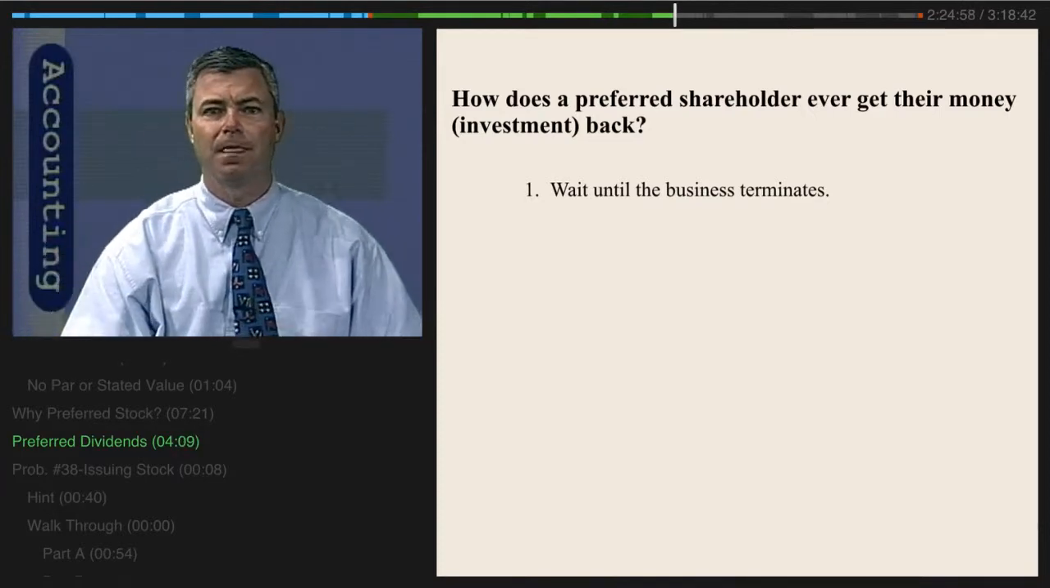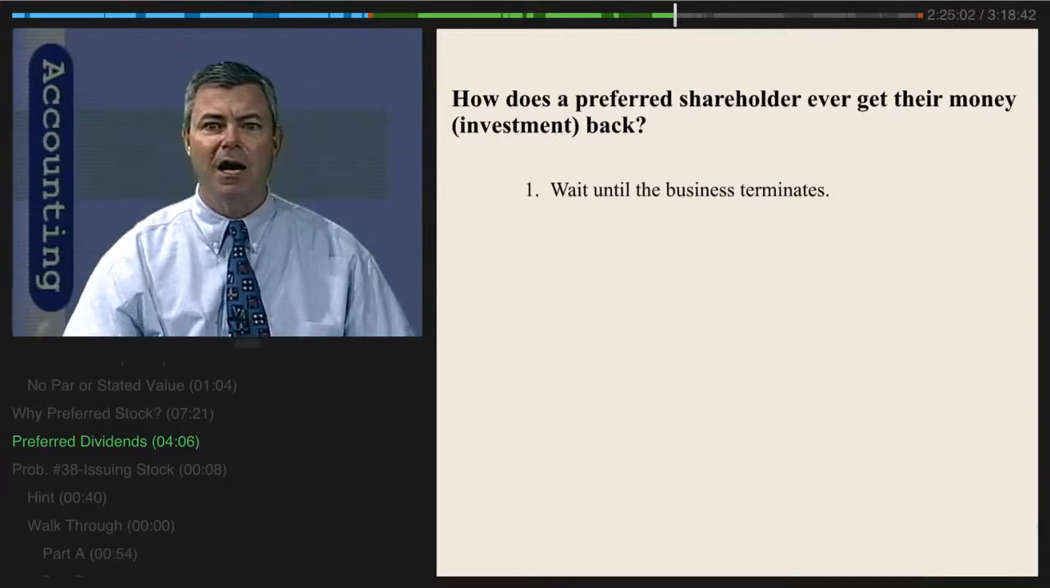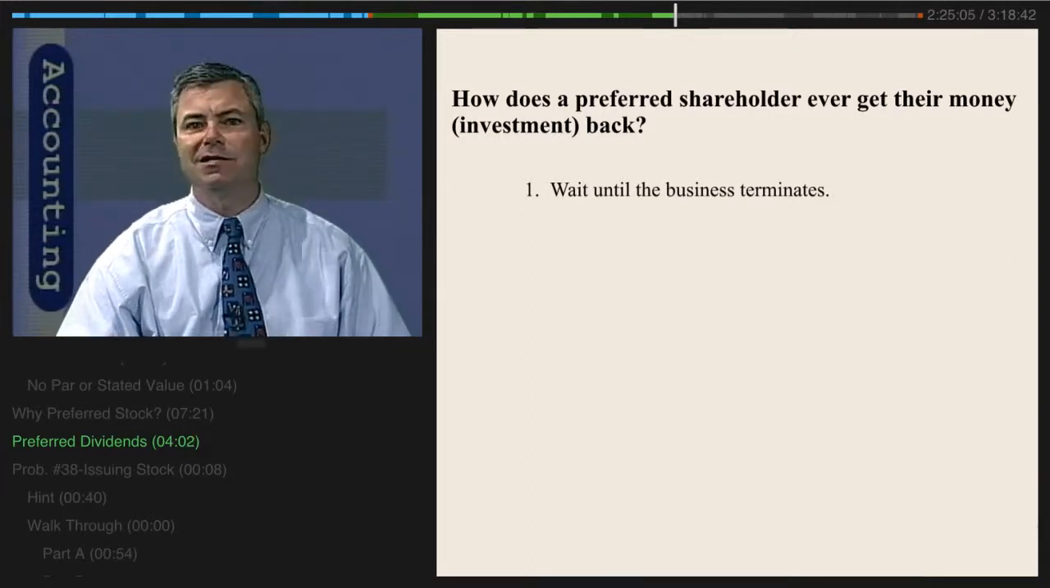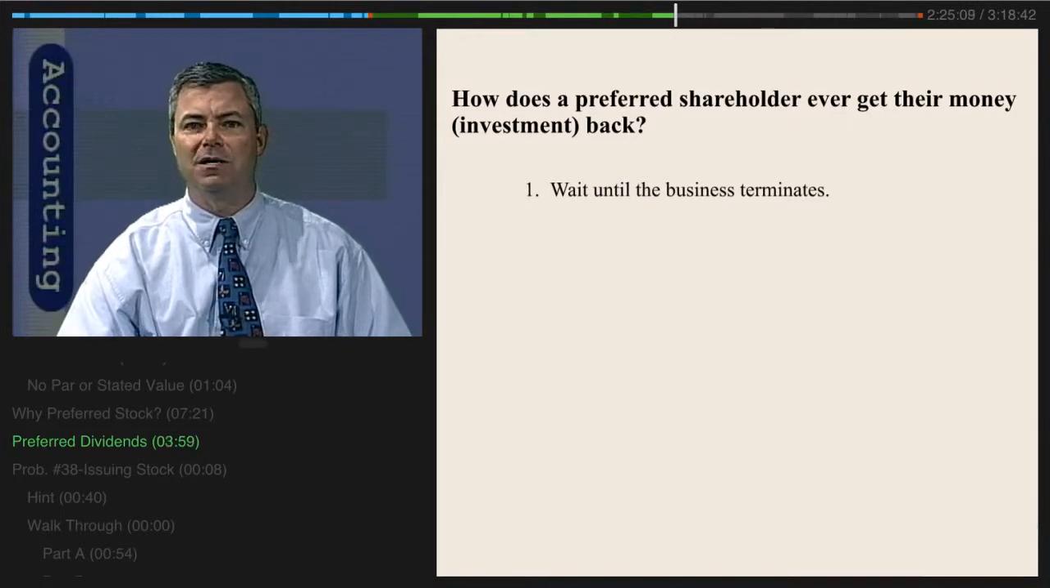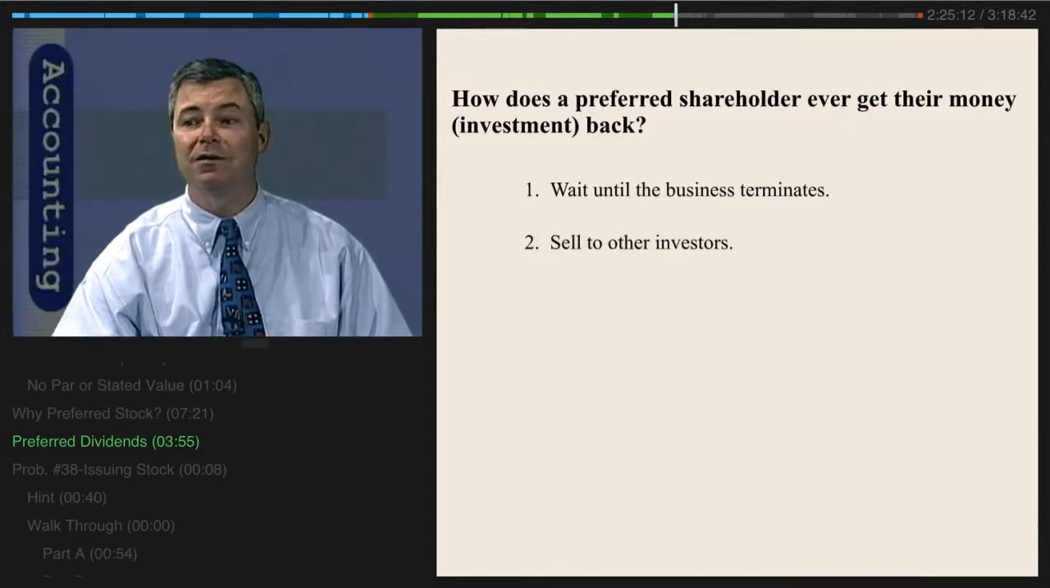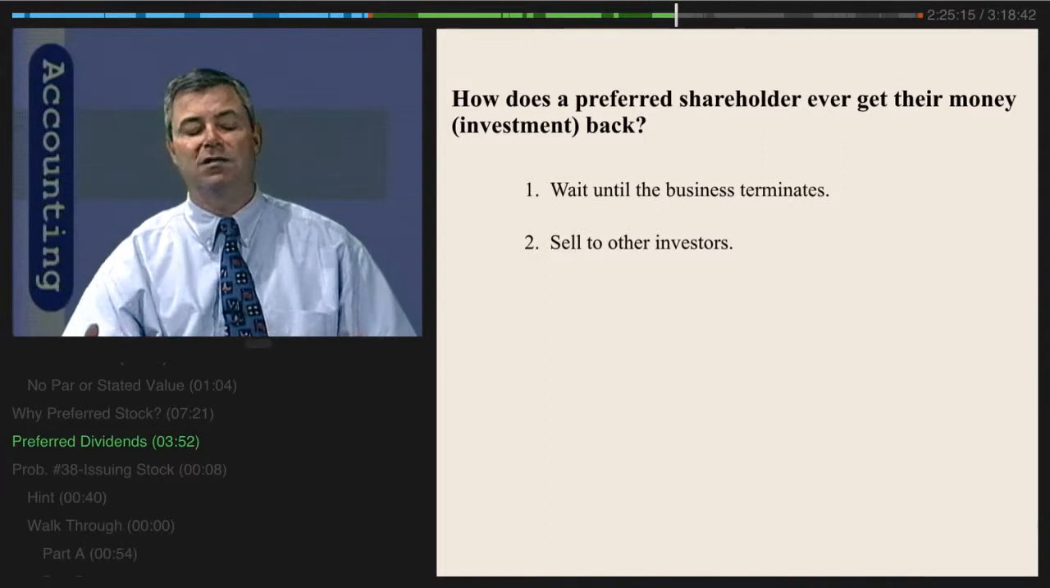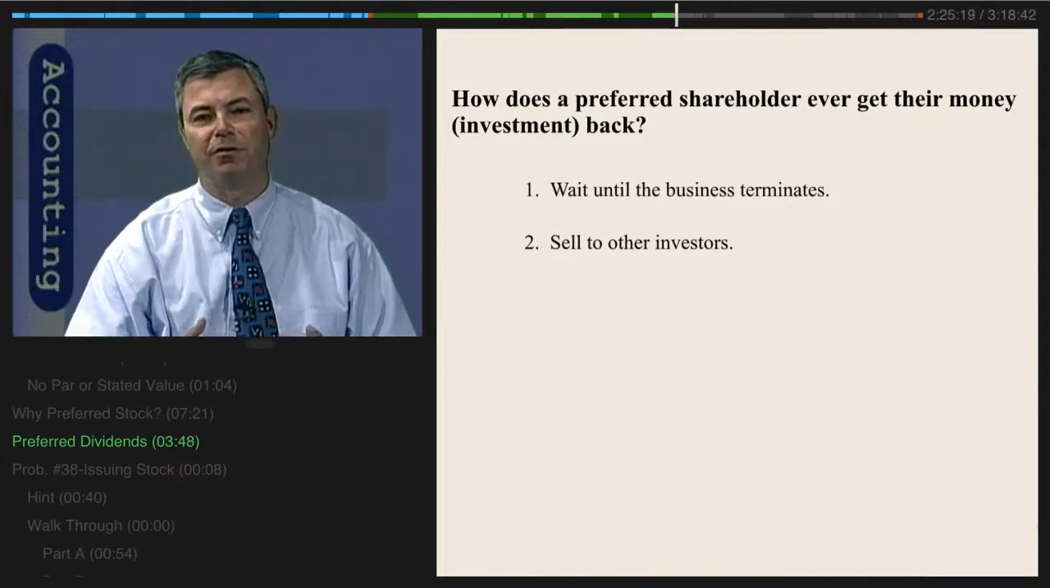They hope they go on forever. So under that scenario, then how does a preferred shareholder get their money back? Well, the answer is that they can't get their money back from the business, but they could sell it to their roommate, to some other investor. I mean, let's say you put $105 into the business in exchange for a share of preferred stock.